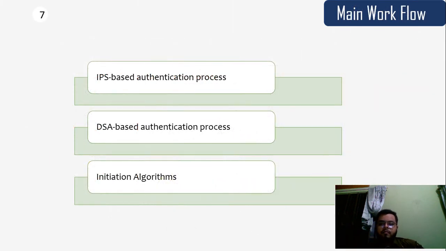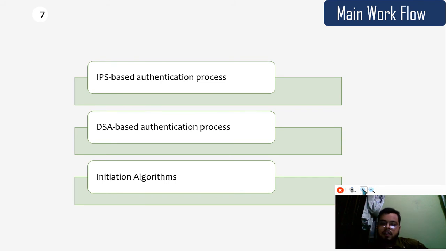Then the main workflow, the IPS based authentication process. First we will have the IPS based authentication process, the intrusion prevention system. The authentication process will authenticate the user who wants to enter the network. Then the DSA based authentication process. DSA is a security algorithm. It will provide security for the user. It will check the user's key or password, whether it matches the passwords stored in the server.